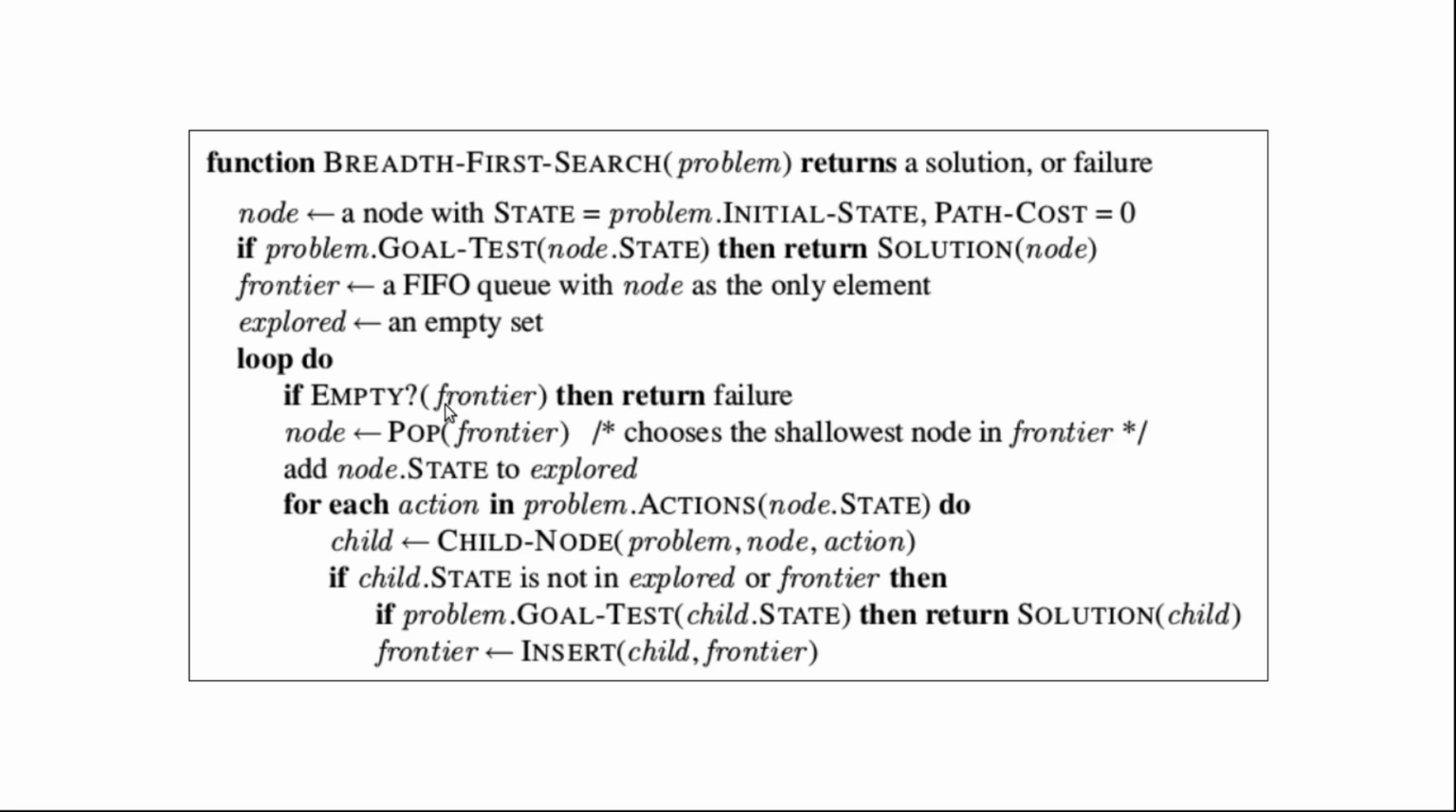Otherwise, if the frontier list is not empty, we need to select the next node to expand. And how is the next node selected for expansion in the case of BFS? We'll take the first element from the queue by performing a pop, and that will return to us the node that needs to be expanded next.